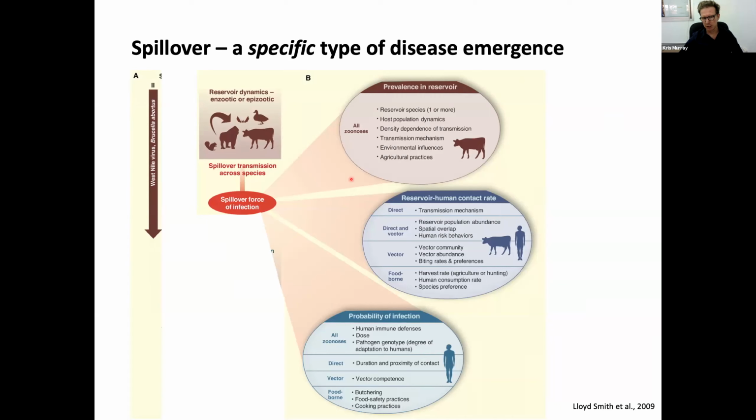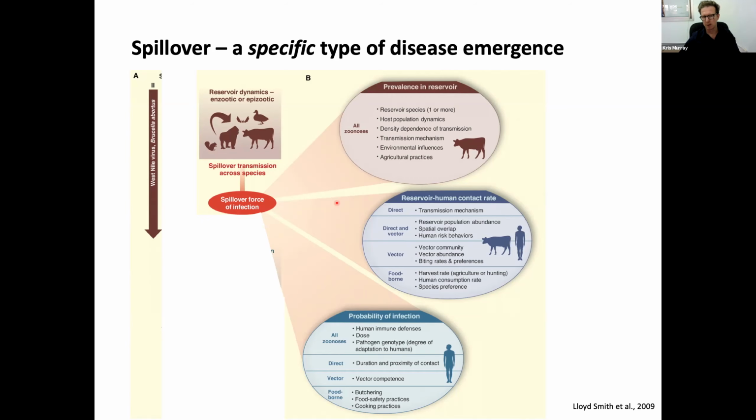And in this case, it's particularly focusing on spillover. Spillover is that initial process of a pathogen moving from a wildlife host or a livestock host into another host. And in this case, it's into humans. And Lloyd-Smith et al.